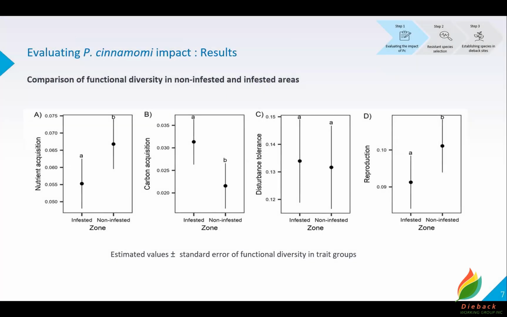Talking about the functional diversity, nutrient acquisition and reproductive traits were significantly higher in non-infested areas. And in contrast, carbon acquisition traits were higher in infested areas, and there was no impact of the pathogen on disturbance tolerance traits. The diversity was quite similar in both zones.